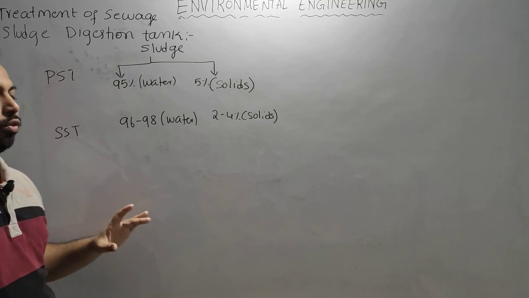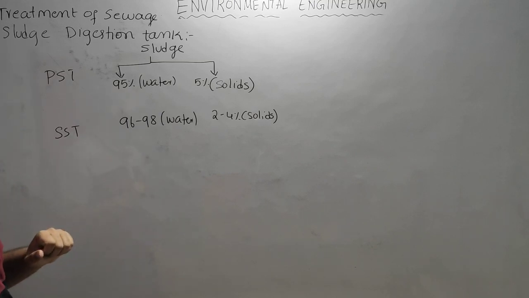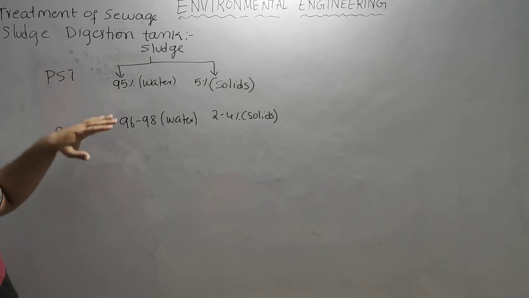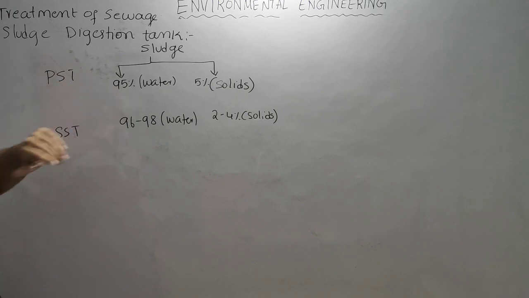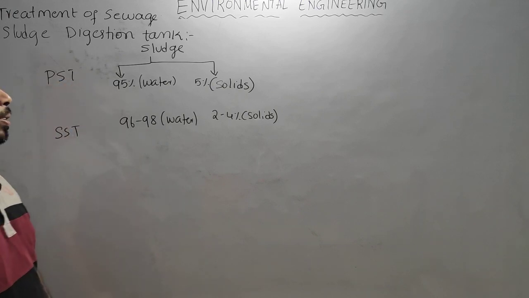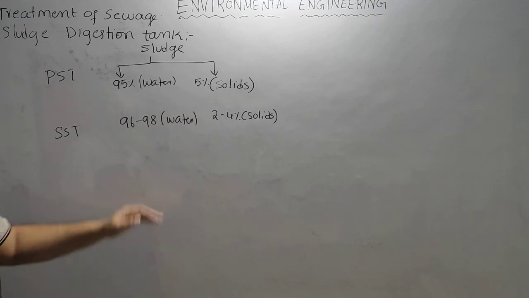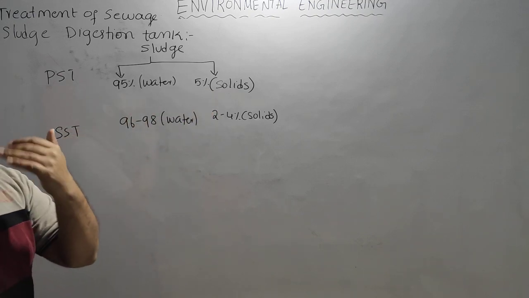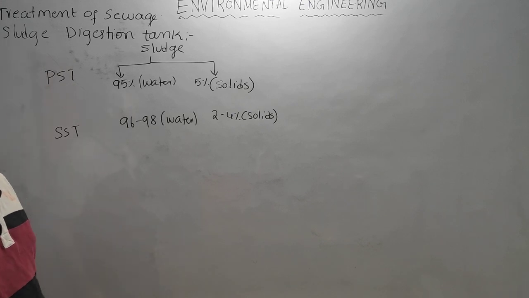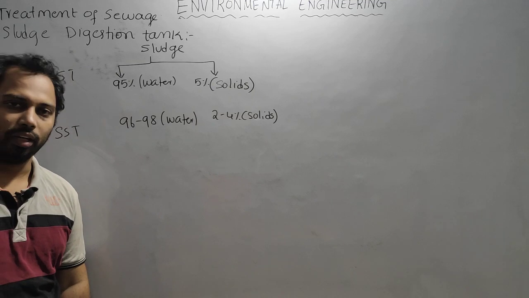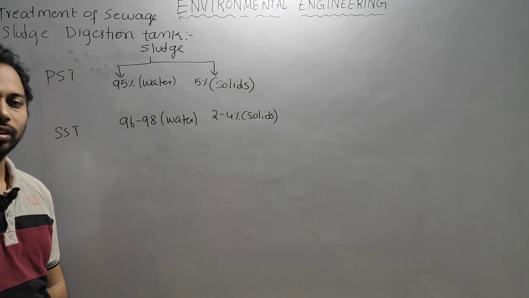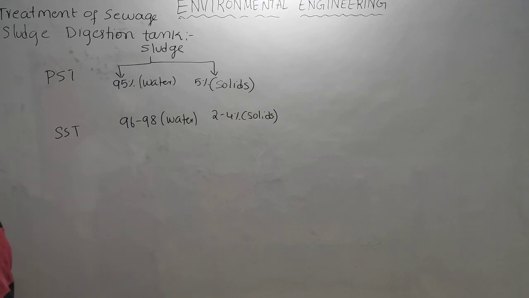So here we are having two tasks to do. One is reducing the volume of this sludge. How can we reduce? Because we need to treat only solids. So along with the solids, this much of water is coming into the system. To reduce the volume of the system, okay, we need to reduce the volume of the sewage. How can we reduce the volume of the sewage?